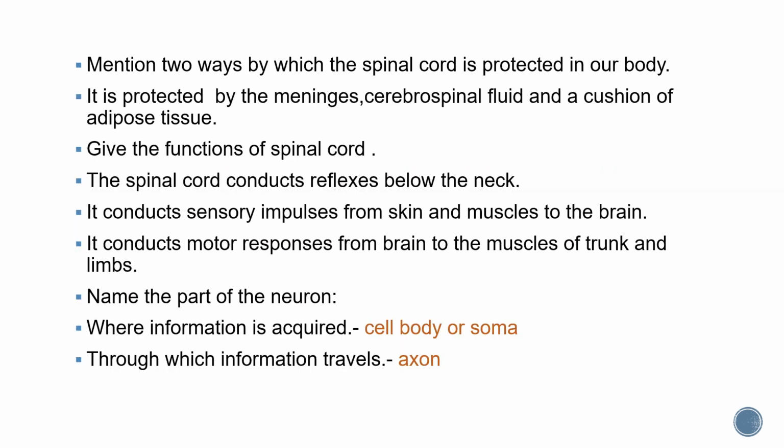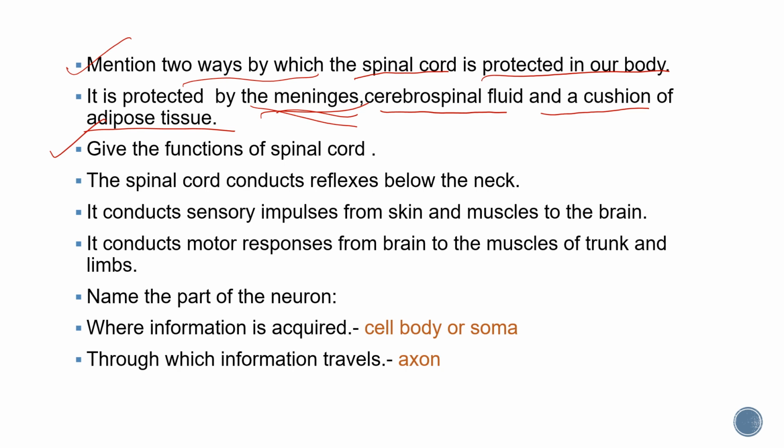Now, there are a few more questions on this nervous system. Let us see the first one. Mention the two ways by which the spinal cord is protected in our body. Now, we can say that it is protected by the meninges. We have told that it is a protective layer, and it is protected by the cerebrospinal fluid and a cushion of adipose tissue. So, these are the ways by which the spinal cord is protected in our body.